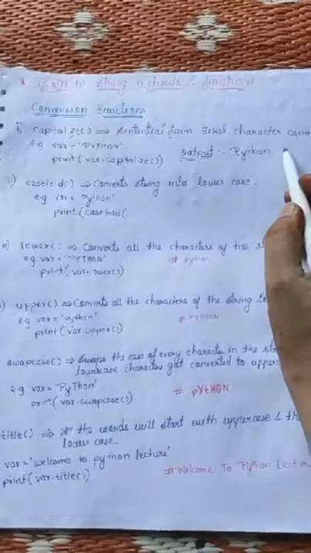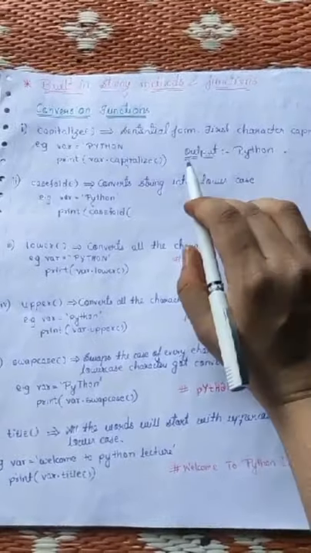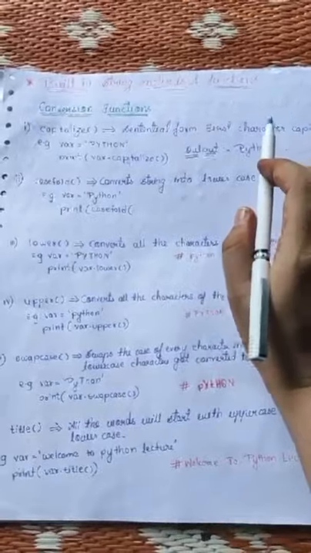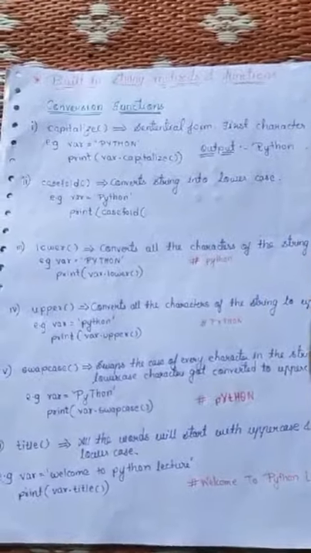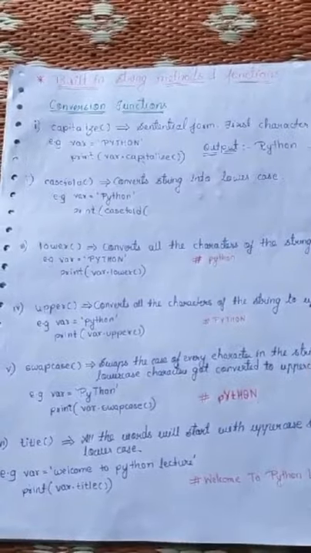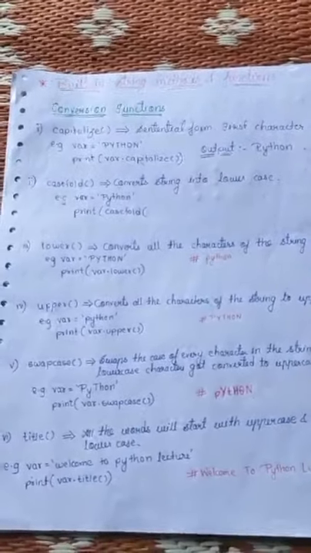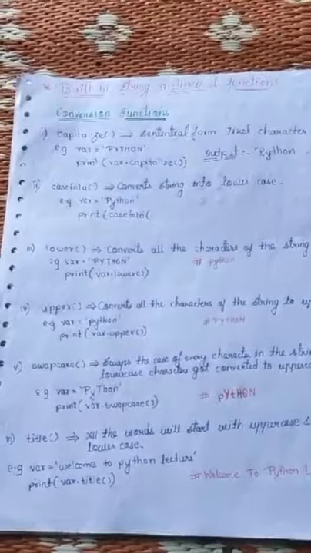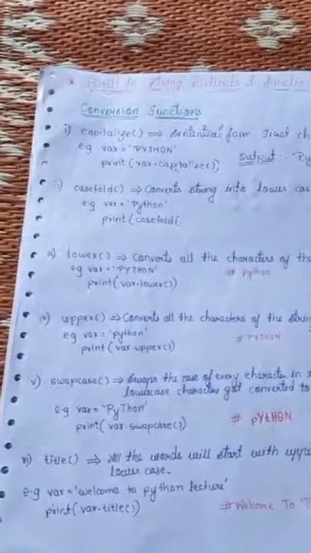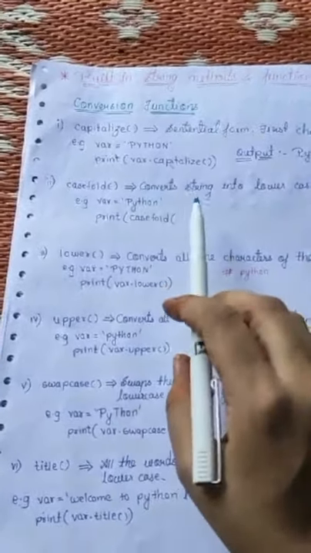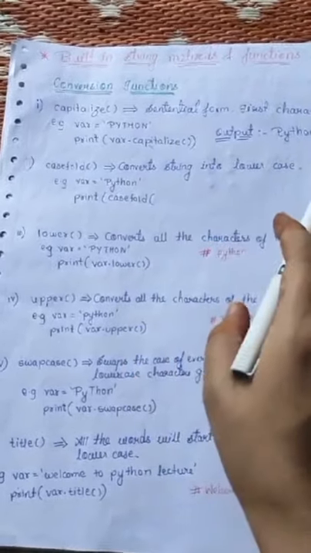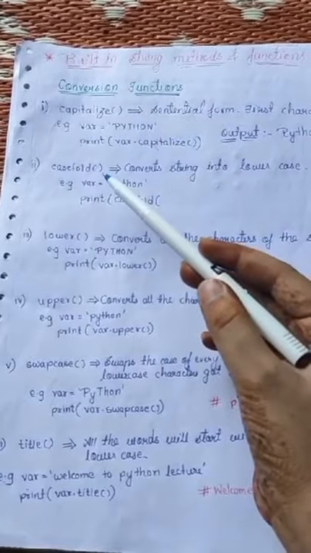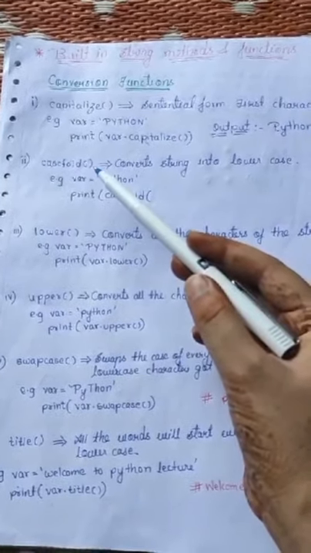Likewise, suppose you are giving another string with all lower case. Again it will perform the same operation. It will capitalize the first character, that means the 0th index character, with the capital case. All the rest will be in small case. Then we have casefold. That means it converts the string into lower case. This is the second function which we have.